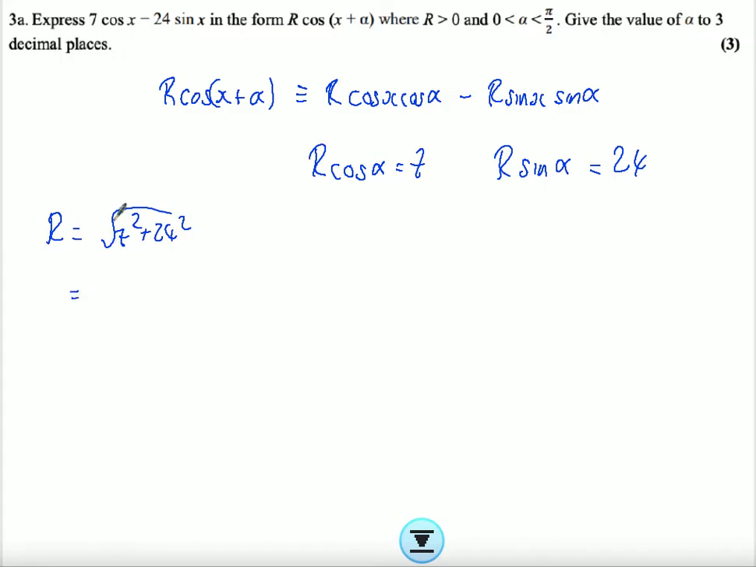We can use Pythagoras' theorem to find the value of r. So Pythagorean triple. Yes, so r is 25. And then we've got tan alpha is 24 over 7. So alpha is generally between 0 and pi over 2. Alpha to 3 decimal places, so type that into my calculator, and I get 1.287 to 3 dp.